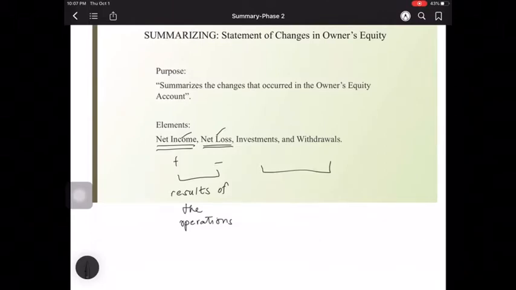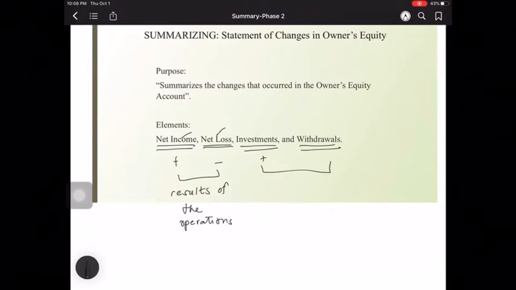When the owner will be injecting his personal assets or his personal capital into the capital of the business, then it would be called an investment. An investment would have the effect of increasing the balance of our owner's equity account. On the other hand, if the owner or the owners of the business would be getting a portion of the assets or the capital of the business, then that would be properly referred to as a withdrawal.